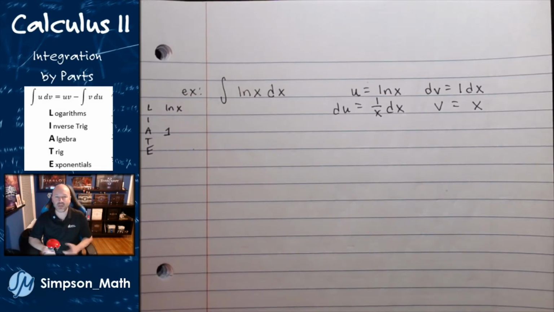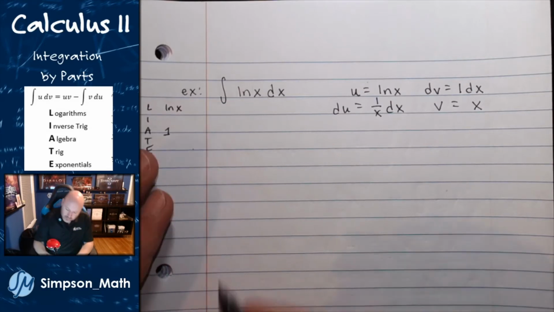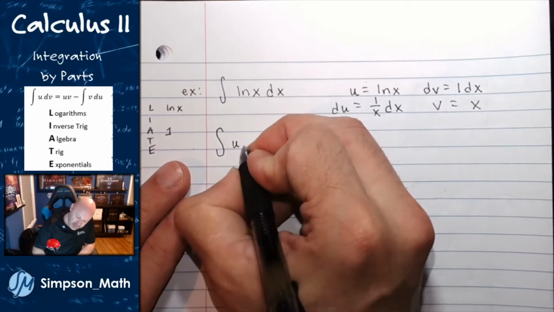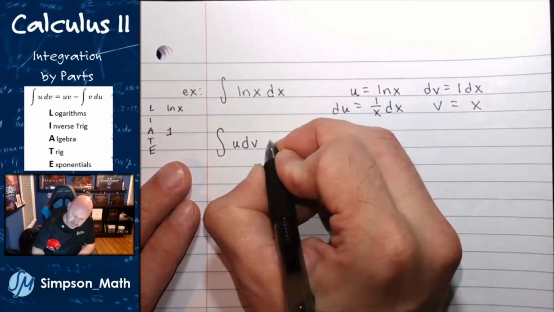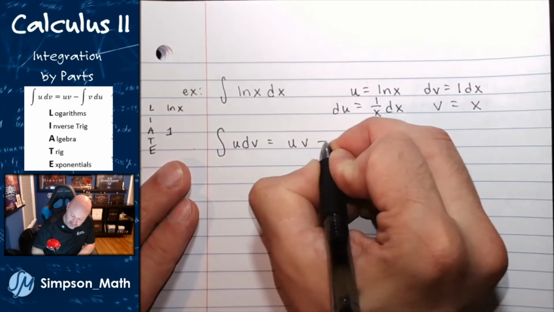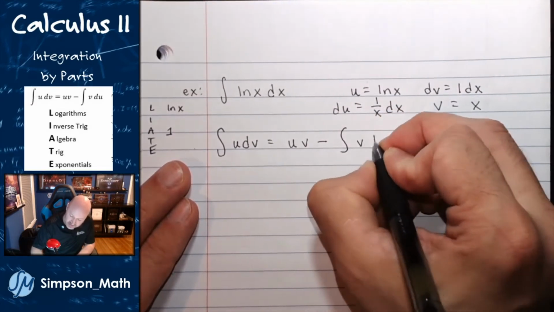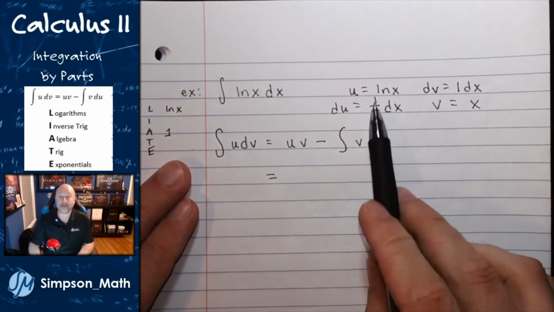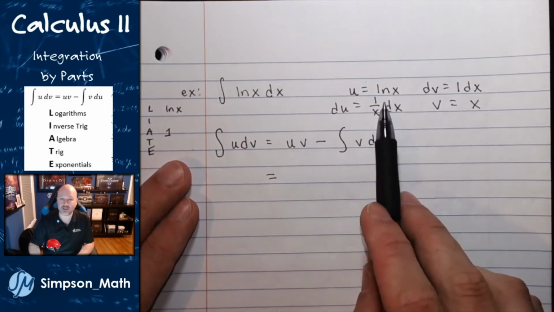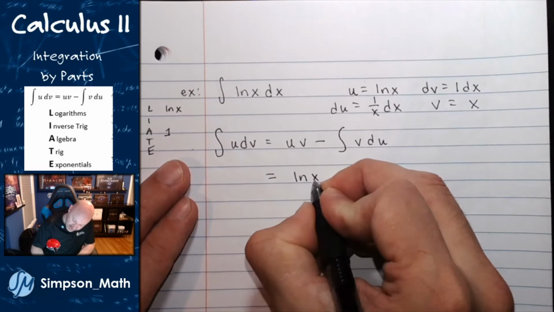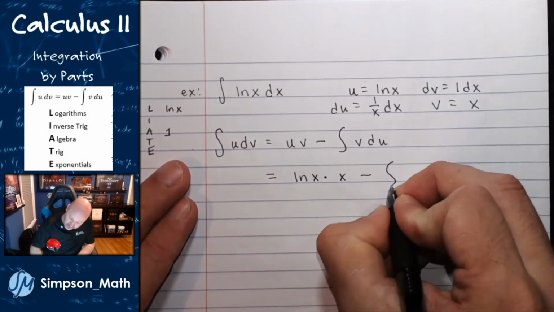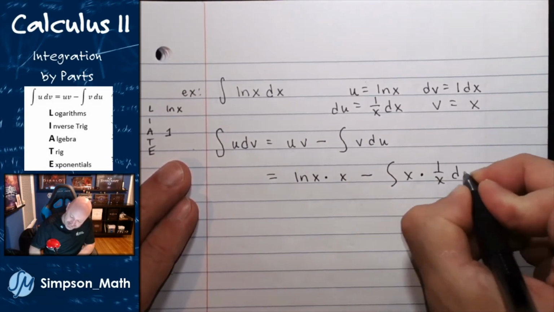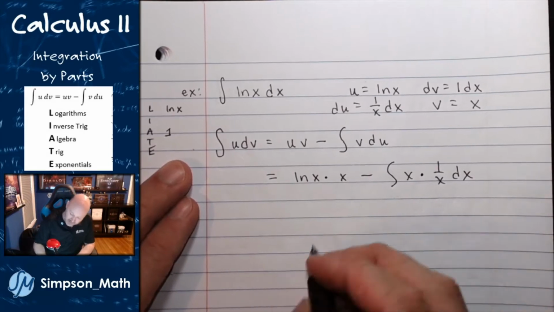All right. Then I just apply the parts formula. I'm going to write it down because I'm trying to memorize it. The integral of u dv is equal to the product of u and v minus the integral of v du. I'm simply going to plug in my information into this formula. I need u times v: ln of x times x minus the integral of x times du, which is 1 over x dx. Simplify before I try to integrate.